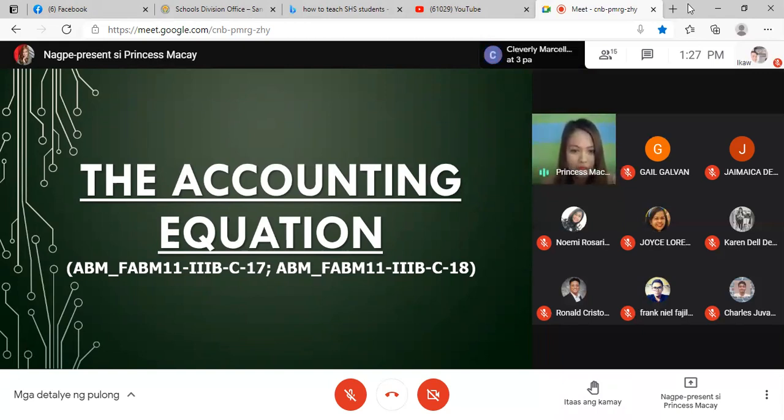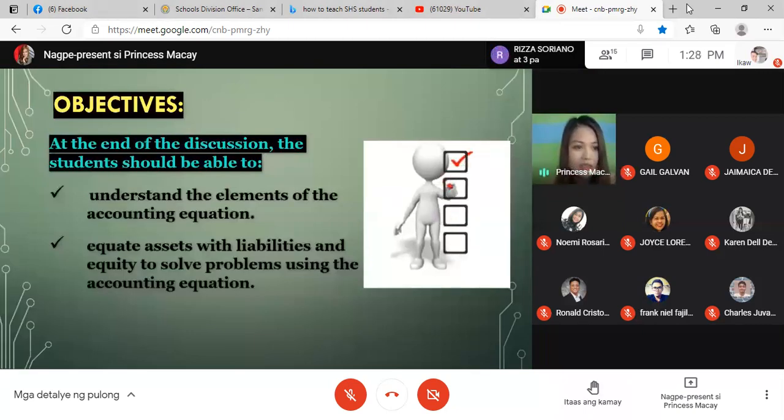But before that, let me present first the objectives for today's discussion. And that is, at the end of the discussion, you, the learners, should be able to understand the elements of the accounting equation, equate assets with liabilities and equity, and solve problems using the accounting equation. So, before we proceed with the lesson proper, let's take a look at this picture first.